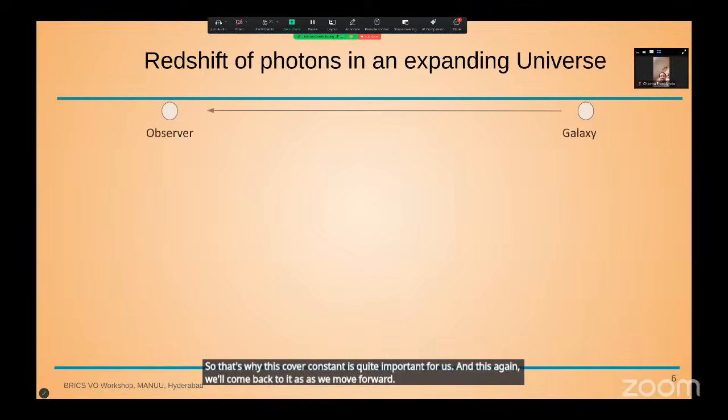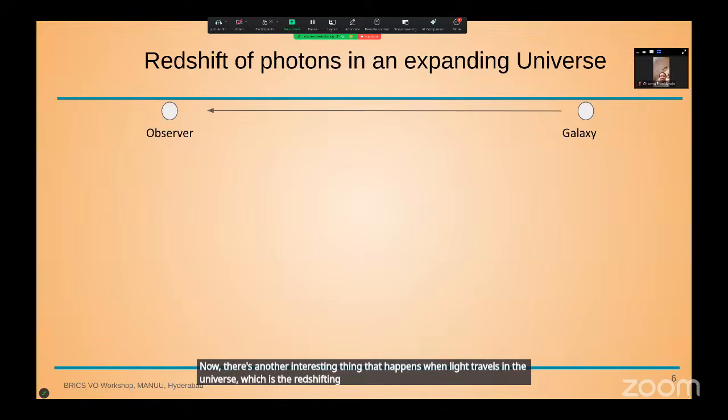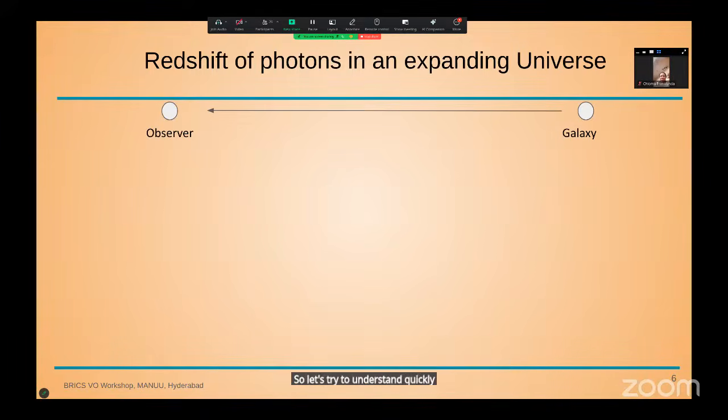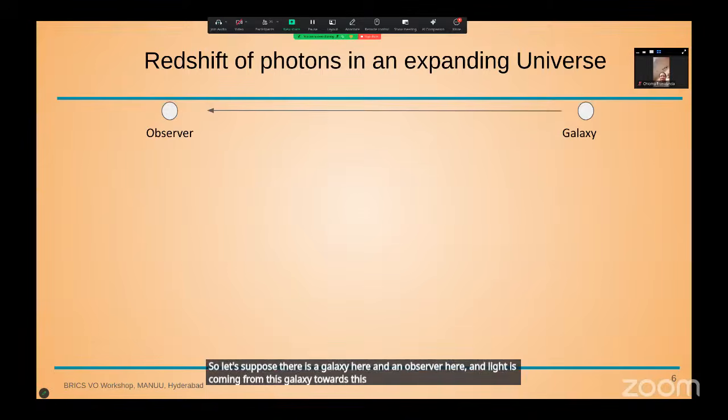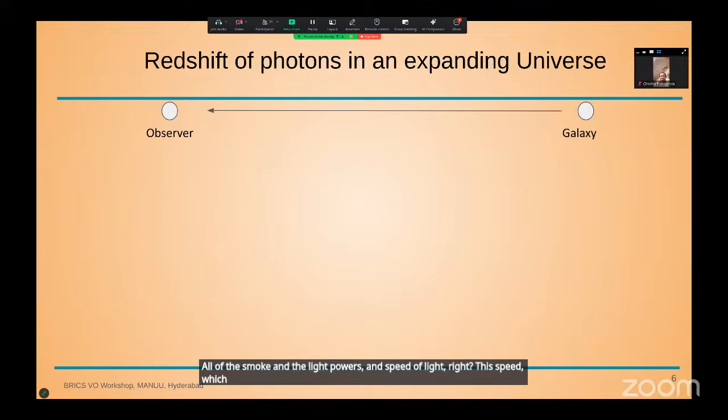Now there's another interesting thing that happens when light travels in the universe, which is the redshifting of the wavelength of this light. So let's try to understand quickly where it comes from. Let's suppose there is a galaxy here and an observer here, and light is traveling from this galaxy towards this observer. Now all of us know that light travels at the speed of light, right? This speed which is constant, c.